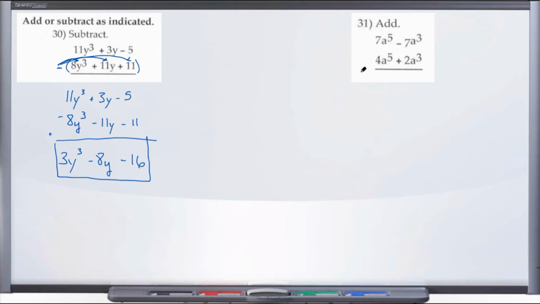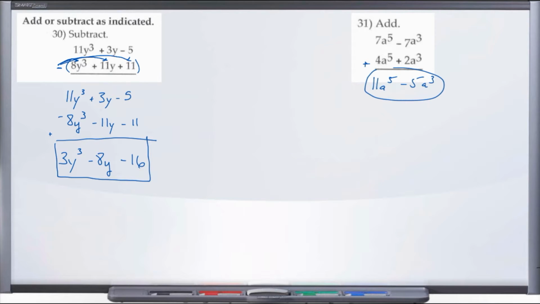Okay, and number 31 here, we're just adding, so we don't have to worry about changing the sign of anything. And we're just going to do straight addition. So 7a to the fifth plus 4a to the fifth, well, that's going to give us 11a to the fifth. And then negative 7a to the third plus 2a to the third is going to give us minus 5a to the third. And that is all we have to do for number 31. We just did straight addition.